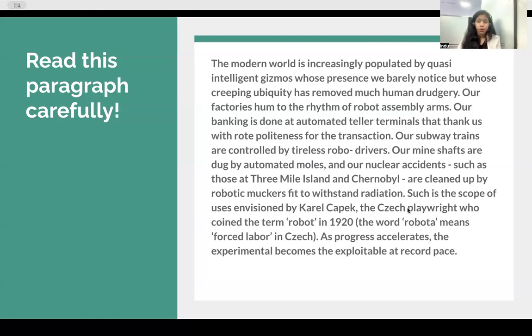Again, furthermore, such as the scope of uses envisioned by Karel Čapek, a Czech playwright who coined the term robot in 1920. So there was a person, Karel Čapek, who envisioned this, who predicted we can use robots this much, and exactly this is what we are seeing nowadays. So this is something that is mentioned there.